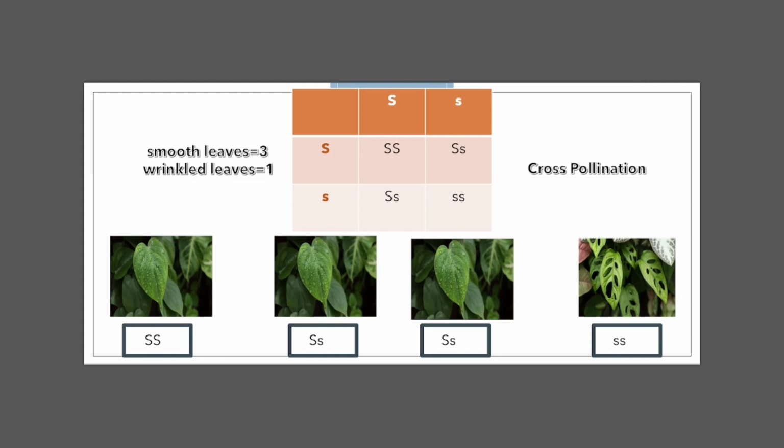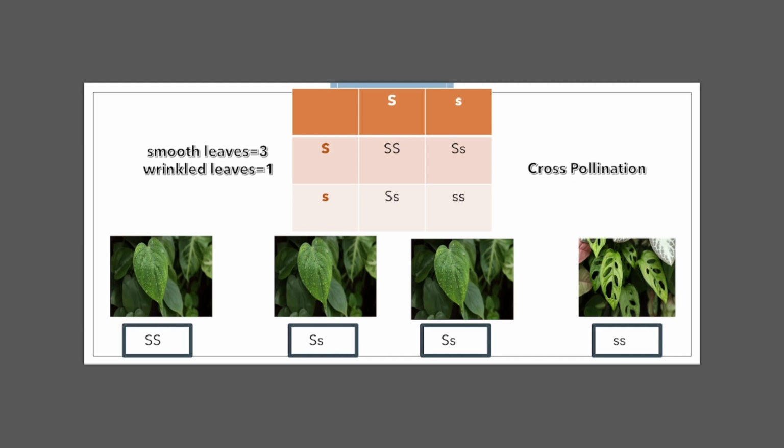Remember, genotype represents the combination of alleles an organism possesses, while phenotype refers to the observable traits resulting from those alleles. So we have seen that the genotypic ratio is 1:2:1 and the phenotypic ratio is 3:1, because we have one genotype with capital S capital S, 2 genotypes with capital S small s, and 1 genotype with small s small s. So the genotypic ratio will be 1:2:1.